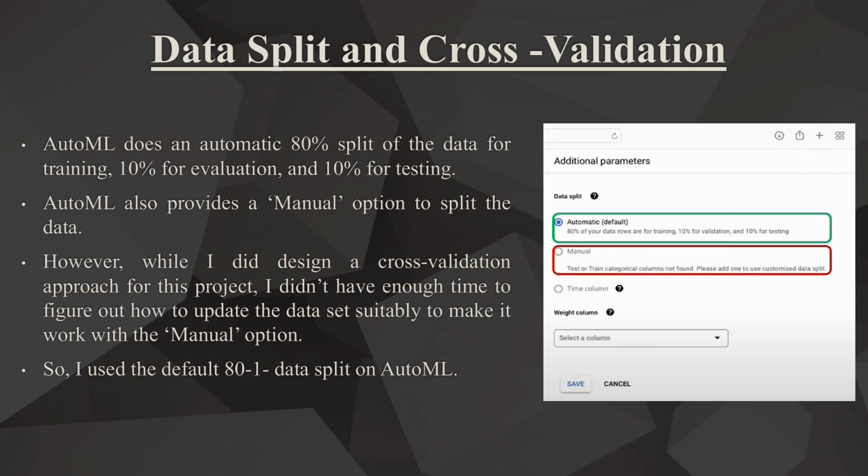Splitting data and cross-validation. Google's AutoML automatically does a default 80% split for training, 10% for evaluation, and 10% for testing. The tool does provide a manual option to split the data. However, it requires the user to manually update the Excel or CSV data into a format that Google can read and split the data appropriately. I did not have the time to figure out how to use the manual option, so I'm stuck with the default 80-10-10 data split that AutoML does and continue with the project.